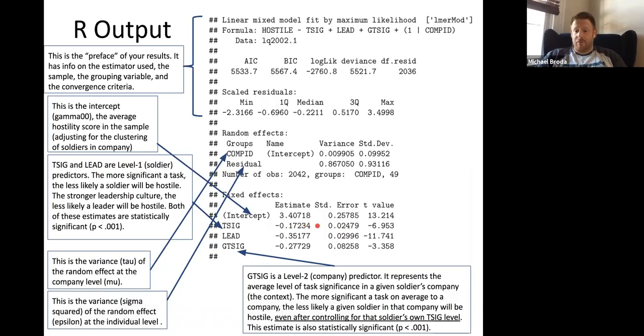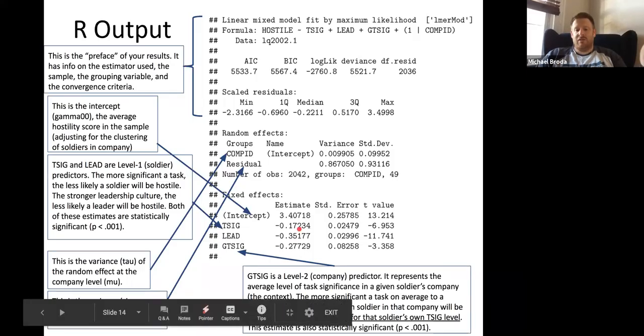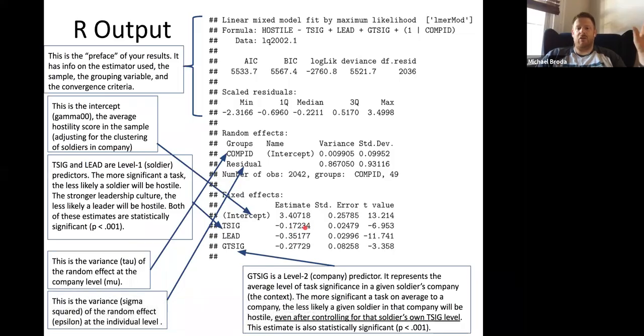So it's negative. And what that means is, as an individual's perception of task significance increases by 1 unit, so think about a Likert scale going from strongly disagree to agree, as you start to perceive something as more significant, we would expect their hostility towards the mission to decrease by 0.2 points, minus 0.2, or 0.17 if we don't want to round. So as they perceive a task as being more significant, they're going to be less hostile towards the mission.